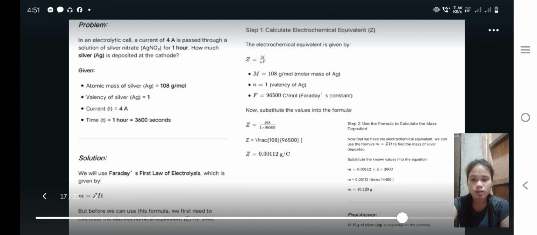Then times equals to 16.128 grams. So the final answer is 16.13 grams of silver is deposited at the cathode.